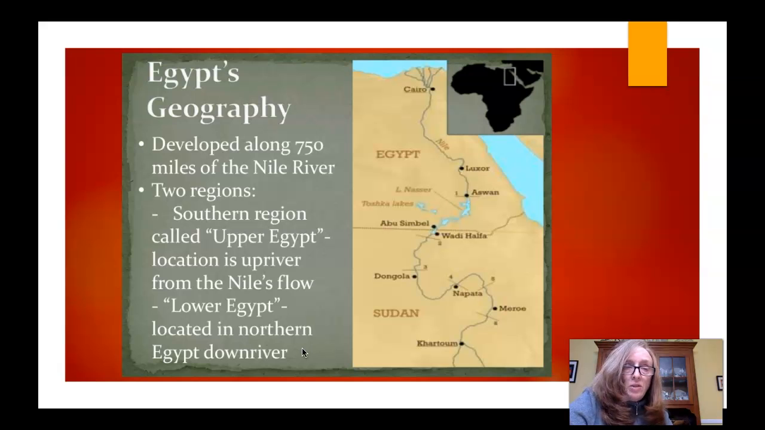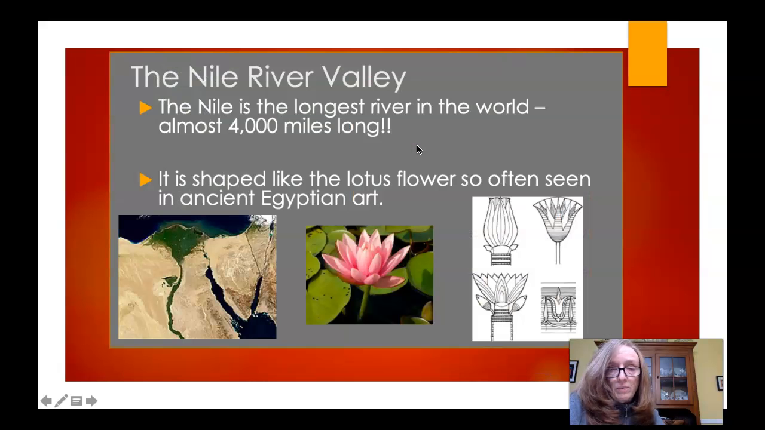So, ancient Egypt developed along about a 750-mile stretch of the Nile River, and it is divided into two regions. The southern part of the Nile River is called Upper Egypt, and the northern part of the Nile River Valley is called Lower Egypt. It's kind of counterintuitive, but the reason why it is called that is the river flows from south to north. So upriver is considered Upper Egypt, and downriver is considered Lower Egypt.